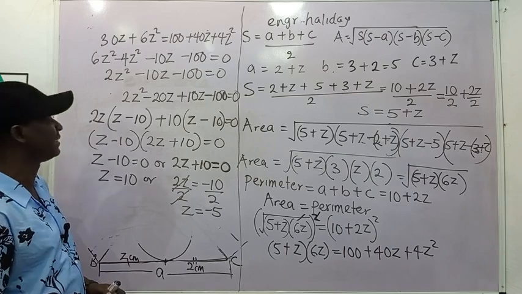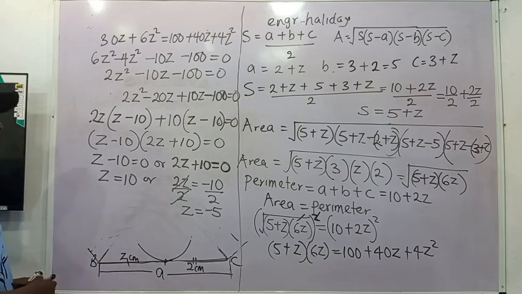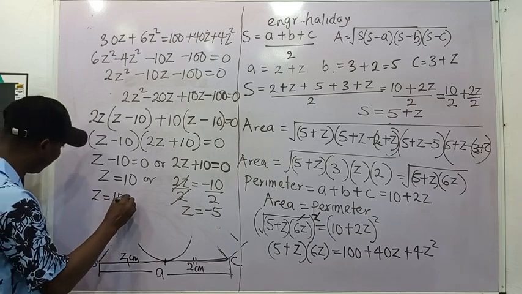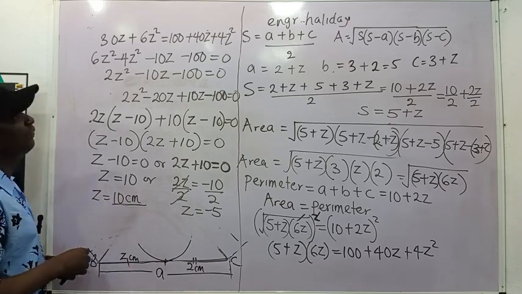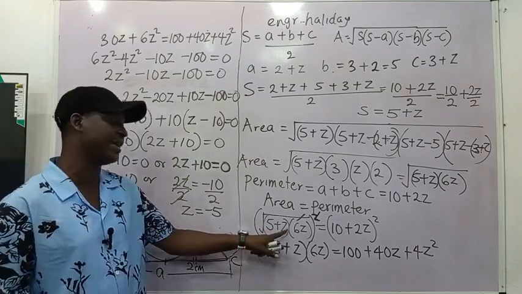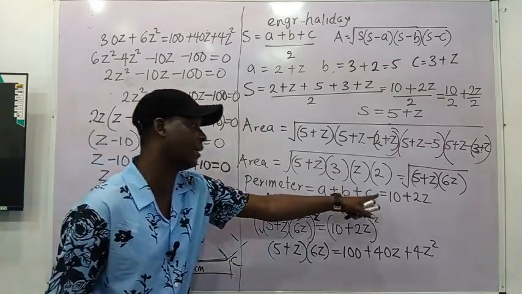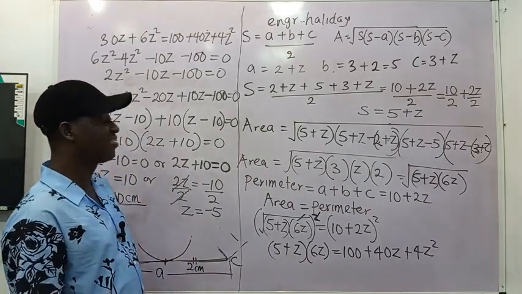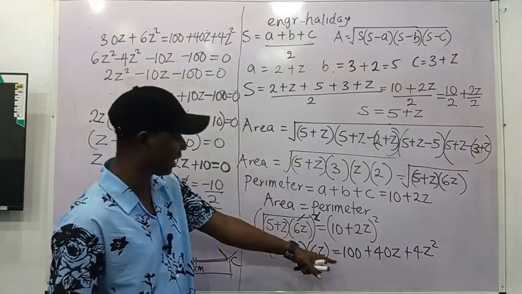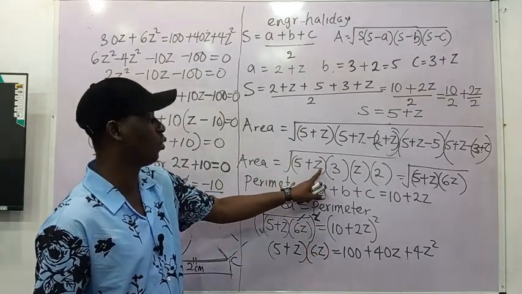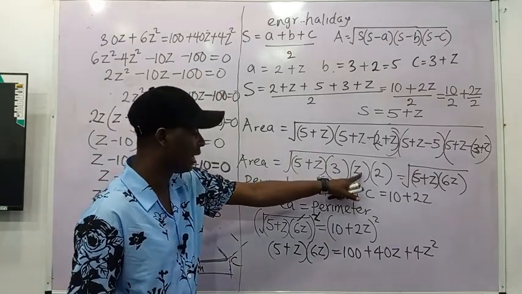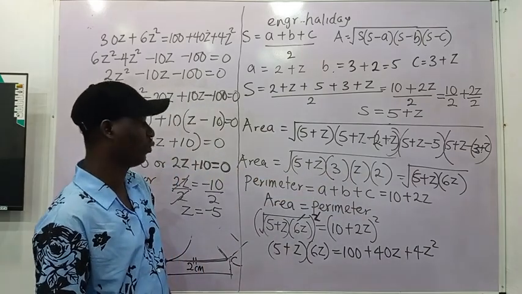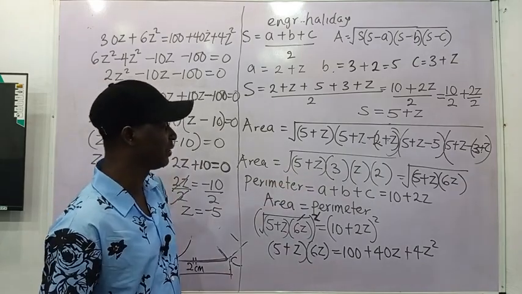So since Z can never be negative, it means that we can neglect that particular Z and say Z equal to 10 cm. So if you want to check, you can always check by putting the 10 here. 10 times 2 is what? 20 plus 10 is what? 30 cm. Then you can also check with the perimeter. Put 10 here. This one, 10 plus 5 is 15. Then 10 here. 10 times 2 is 20. Plus times 3 is what? 60.